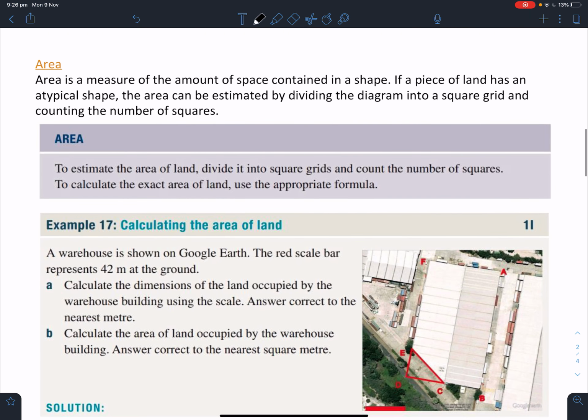Now looking at area. Area is a measure of the amount of space contained inside a shape. So if a piece of land has an atypical shape, the area can be estimated by dividing the diagram into a square grid and counting the number of squares. You would have done that back in primary school when you first started working with area, and you kind of estimate area. We do that in real life as well.